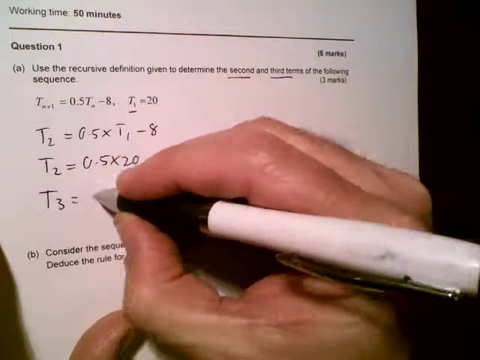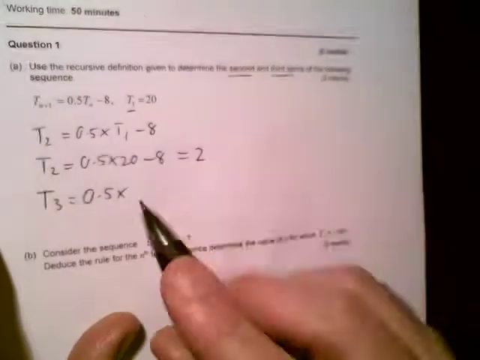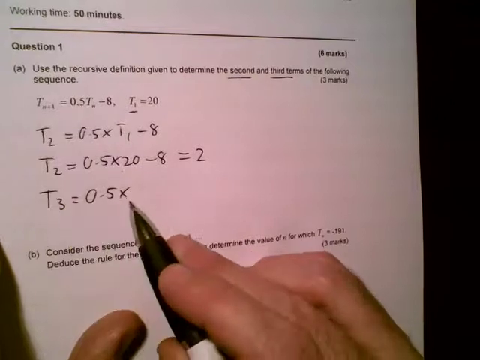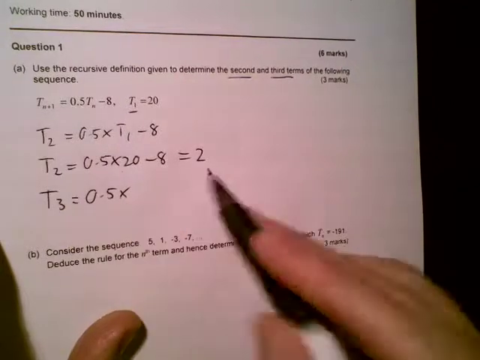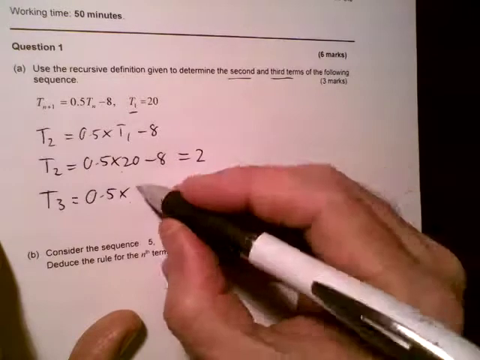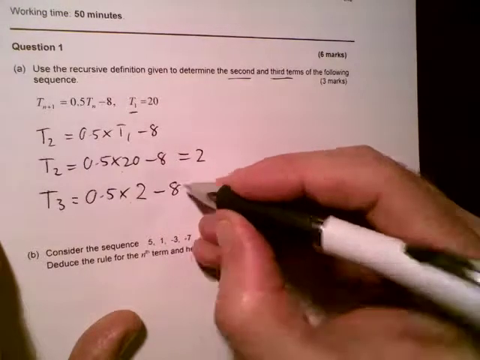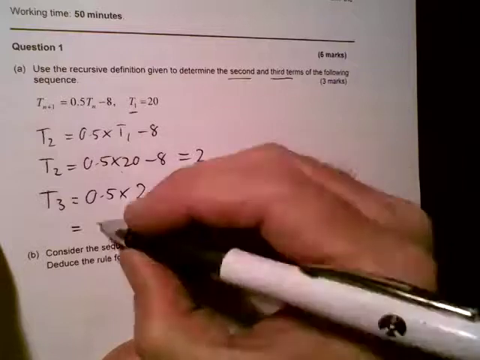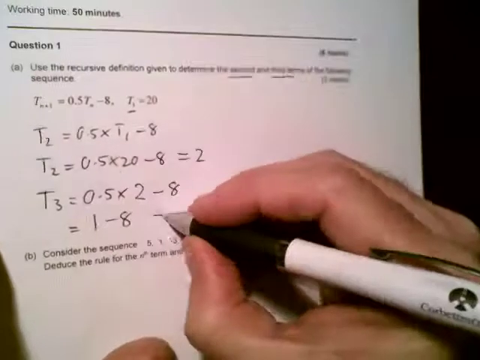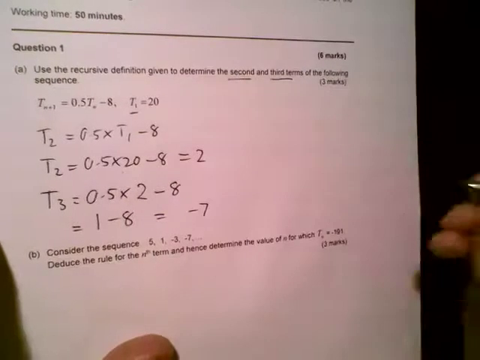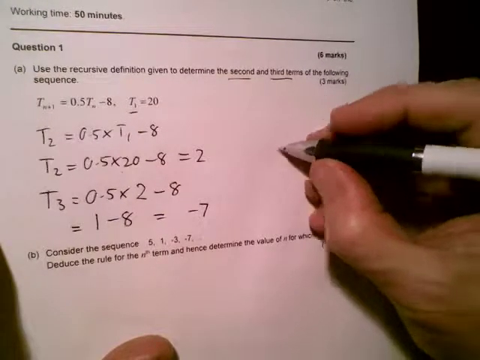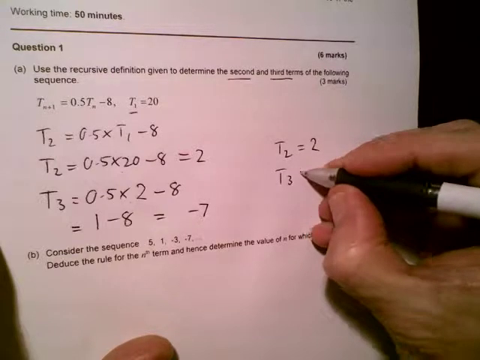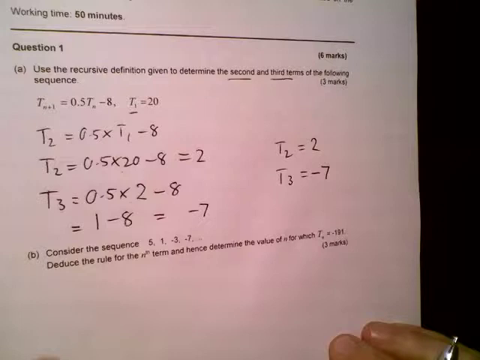This time we're saying T3 is equal to 0.5 times T2. So this particular term is equal to 0.5 times the previous term. So T2 we've worked out is 2 already. So this 2 value here, pop it in there and still take away 8. Just work that out. So 0.5 times 2, half of 2 is 1. So we've got 1 take 8, and that'll give an answer there of -7. So maybe writing your answer out over here, so it's nice and clear. T2 equals 2. T3 equals -7.